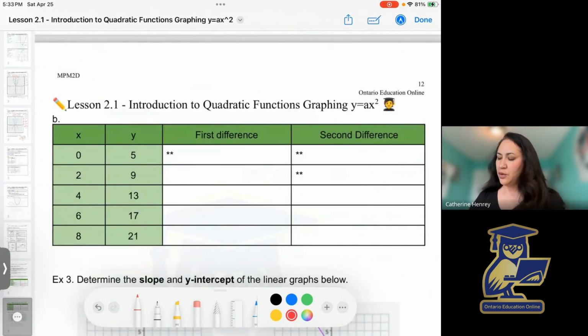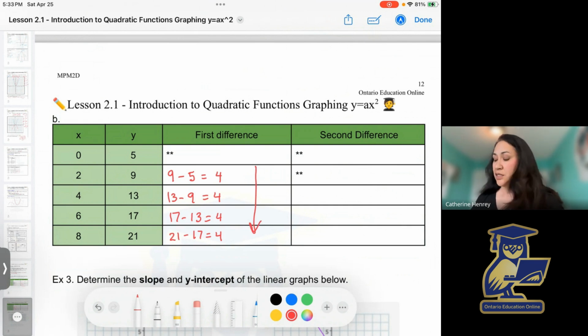So we'll start here with B, first difference, 9 minus 5, that's 4. Then we'll have 13 minus 9, that is also 4. 17 minus 13 is 4. And 21 minus 17 is also 4. So we see here that our first differences are constant. There's no need to find our second difference. And this is a linear relationship.